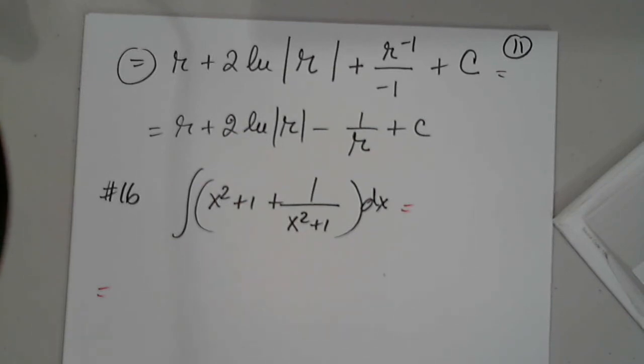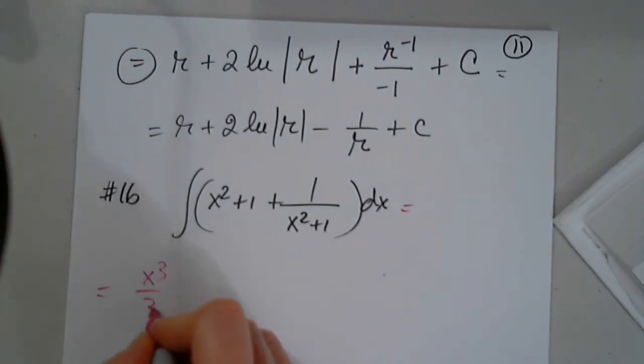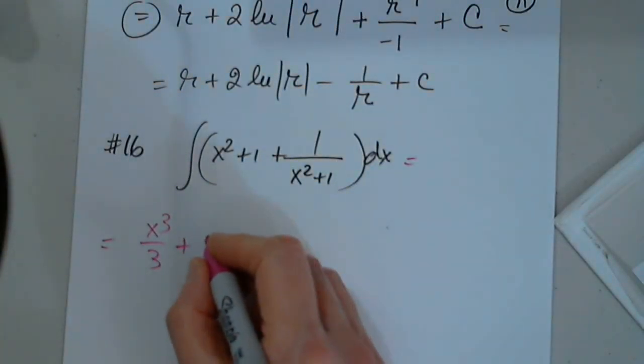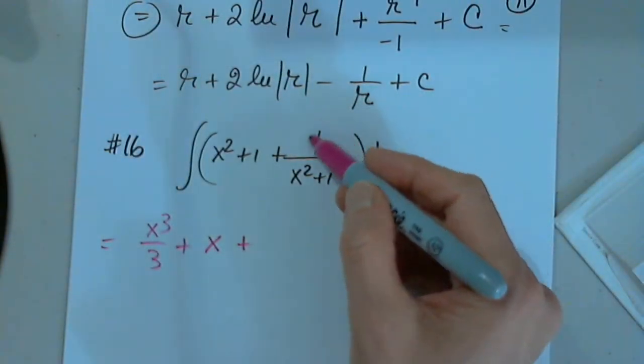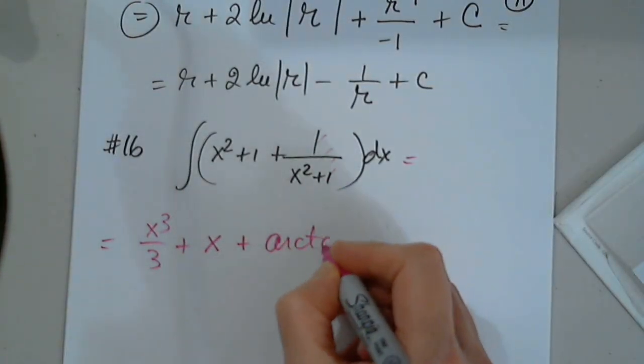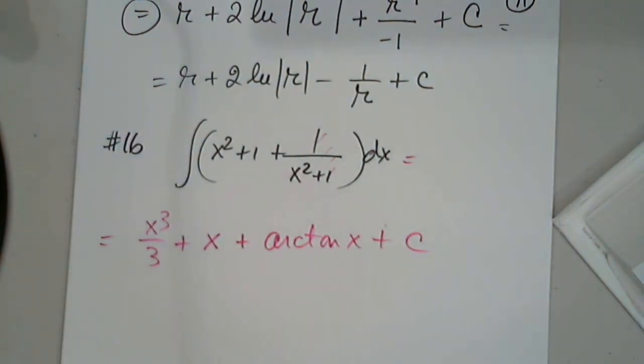What about x squared? What do I write for x squared? x to the third over 3. Excellent. What do I write for 1? X. Good. Plus, what do I write for this? Is that arctan? Thank you very much. Done.